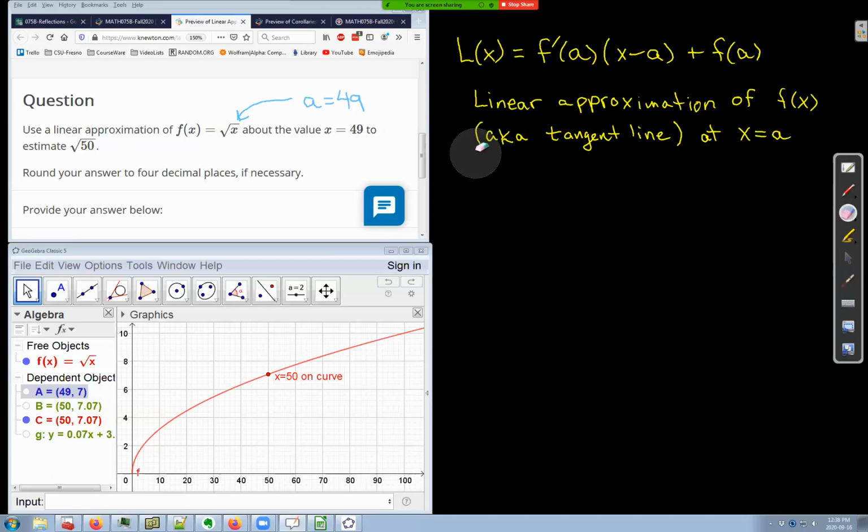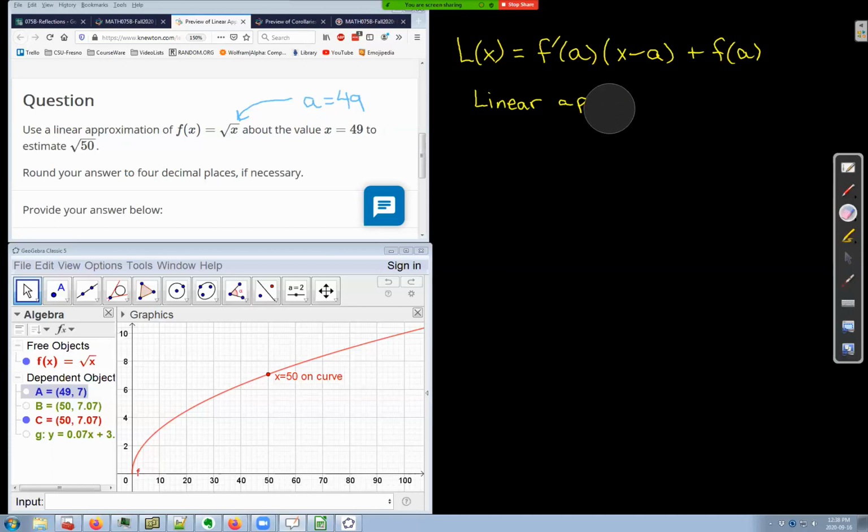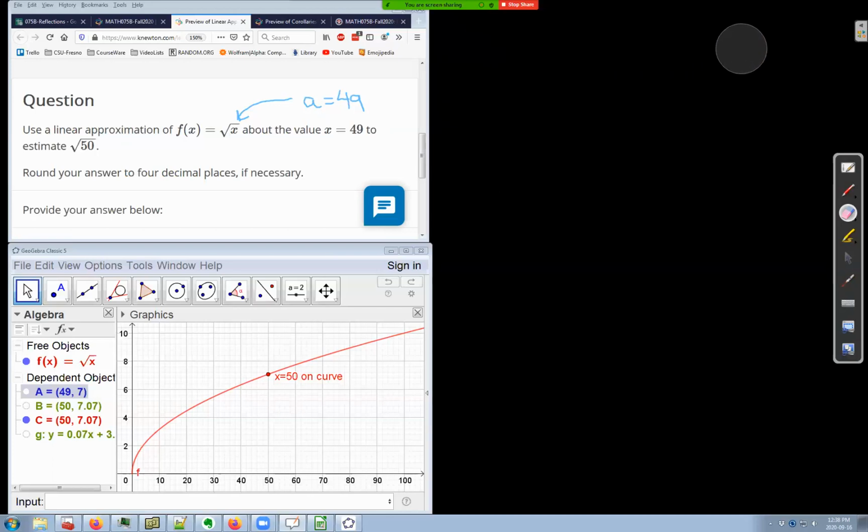So I'm just going to erase this formula because I hate formulas. I'm going to talk about how I would do this problem without using formulas and by really understanding what's going on.